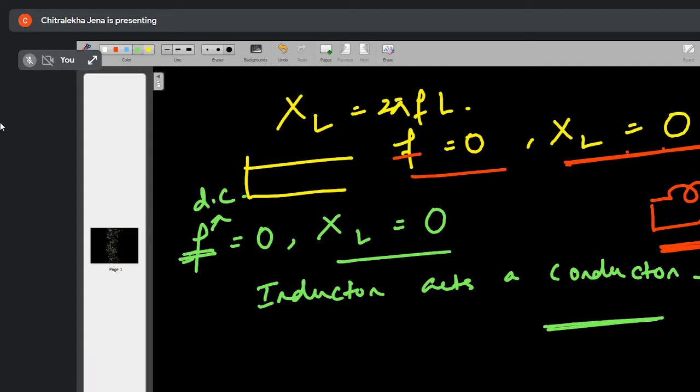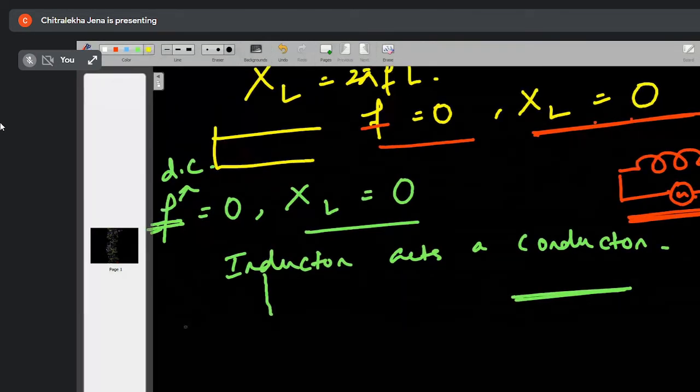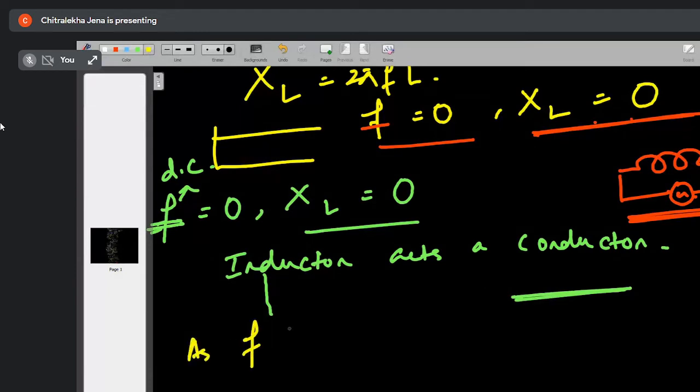Very good. So now, as I increase the frequency, what happens to the inductive reactance? Inductive reactance will also increase. So if you draw the graph between frequency versus inductive reactance, the graph starts from the origin and it is a linear graph. Understood all of you? Yes, ma'am.